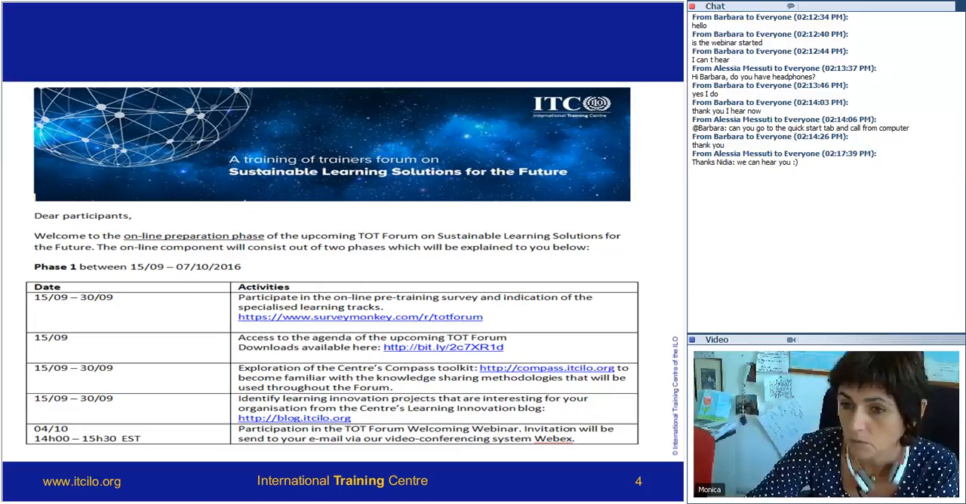You also see that we will give you some access to tools that we have already in place. The Compass tool is a tool where we have access to 60 different participatory knowledge sharing and training or learning methods that we also will actively use throughout the forum. And we would like to enrich it with methods and techniques that you also use, because I see that a lot of you have already a background as a trainer.